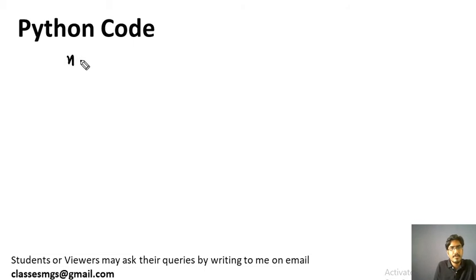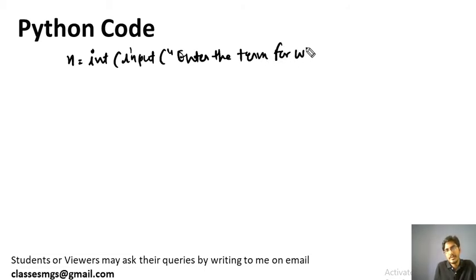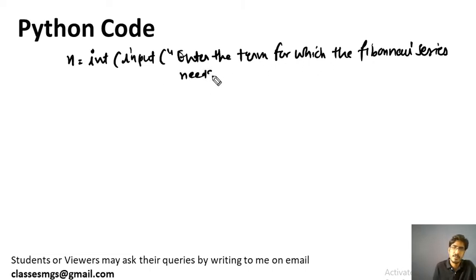So first we will take the input, an integer input: enter the term value for which the Fibonacci term is to be found. We will take this value. Then we will check whether this value is negative.